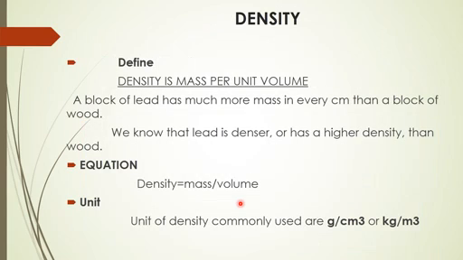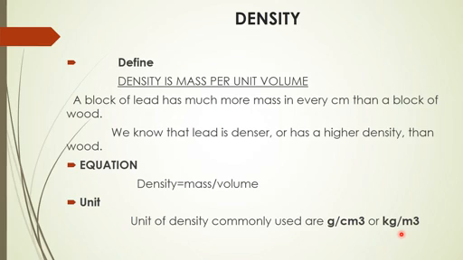So the next topic that we are going to discuss is density. So what is density? Density is mass per unit volume. Like if we have a block of lead, we see that it has much more mass in every centimeter than a block of wood. So we know that lead is denser, or has a higher density, than wood. The equation of density is mass per volume, and the unit of density is gram per centimeter cube or kg per meter cube.